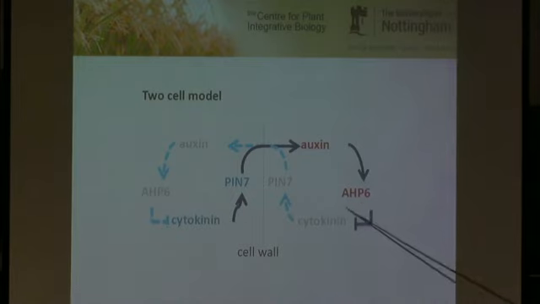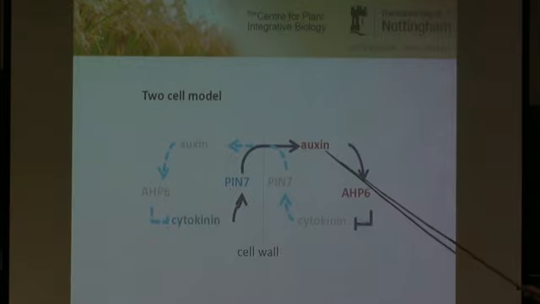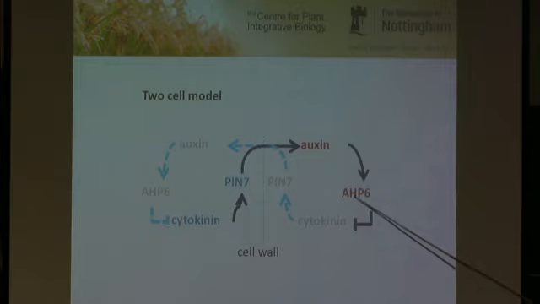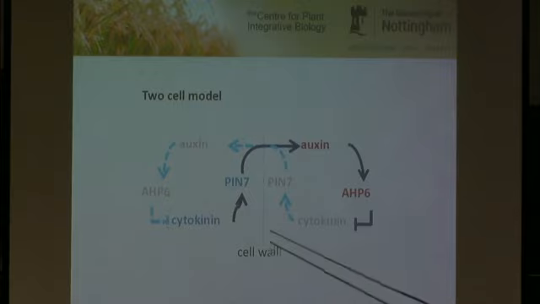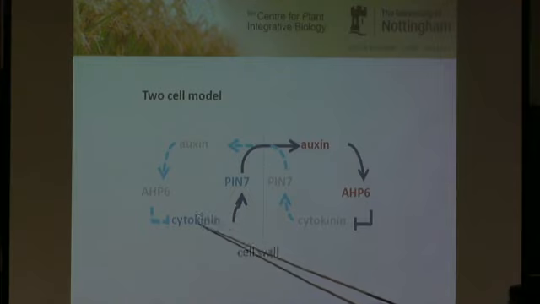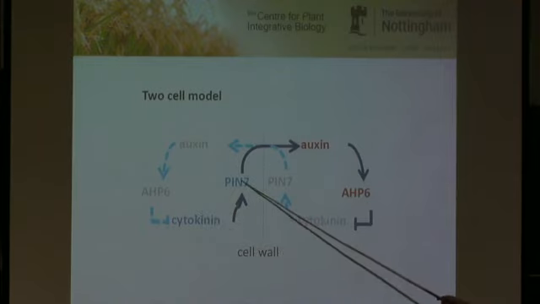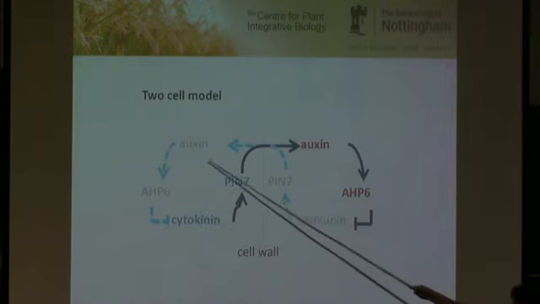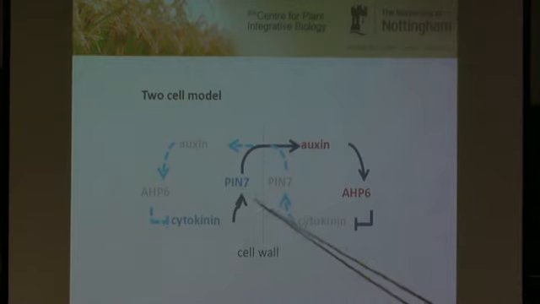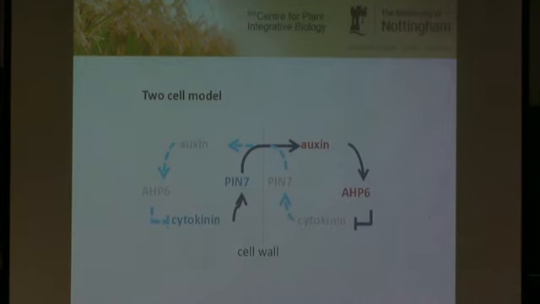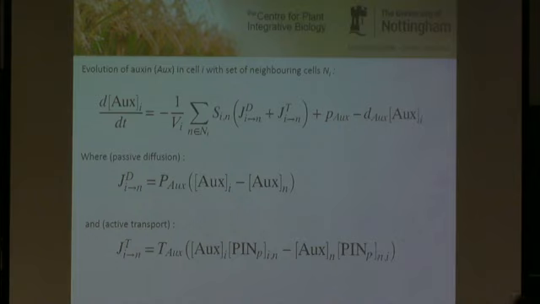This cell has auxin winning, so auxin is at some high level, activates AHP, which represses cytokinin, so cytokinin isn't active. Conversely, in this cell, cytokinin is winning, so it's generating a lot of auxin carriers, which is driving the auxin out and keeping the auxin down here. So these two neighbouring cells are in very different states.